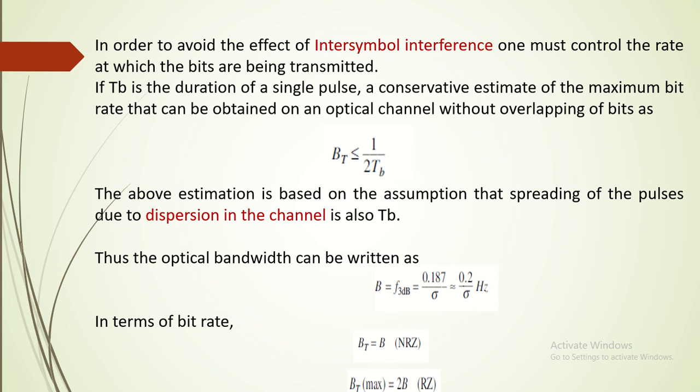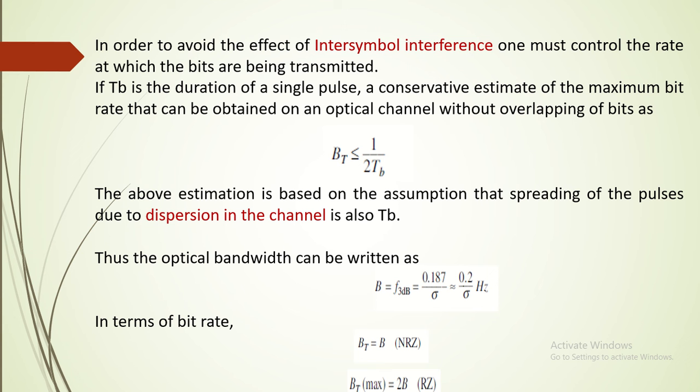In order to avoid the effect of intersymbol interference, one must control the rate at which the bits are being transmitted. So in order to reduce the ISI, we have to control the bit rate. If TB is the duration of a single pulse, a conservative estimate of the maximum bit rate that can be obtained on an optical channel without overlapping of bits, expressed as BT, that is transmission bandwidth, is BT less than or equal to 1 divided by twice the pulse duration. That is, BT is less than or equal to 1 divided by 2 into TB.